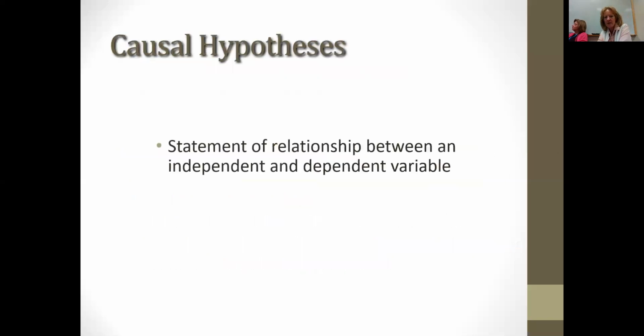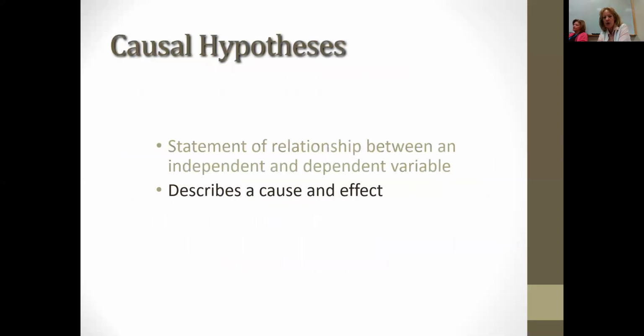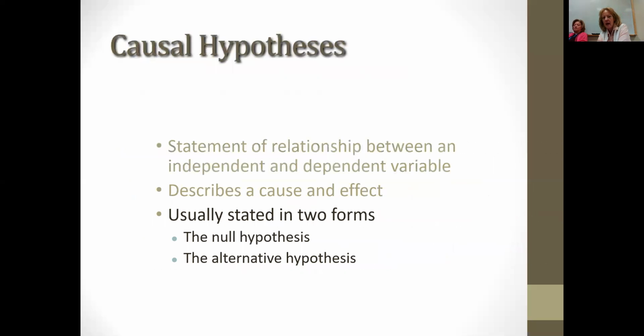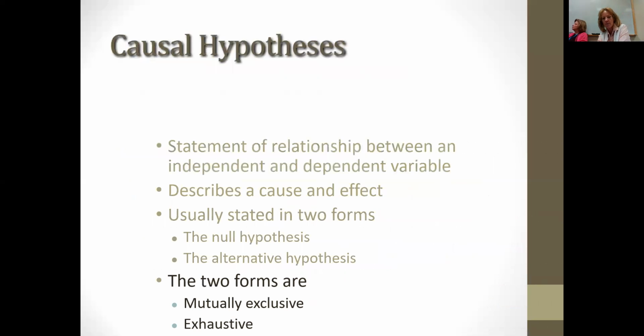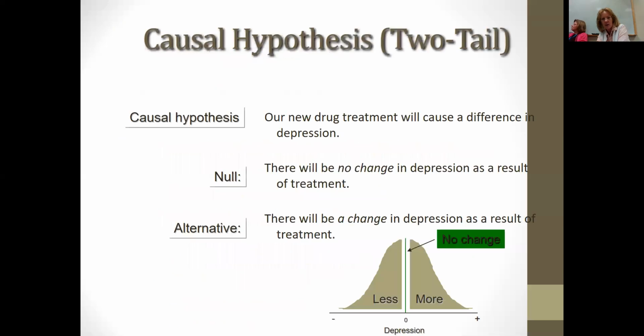So causal hypotheses tell us the relationship and describe the cause and effect. And as we said, the null hypothesis sort of is how you do your statistics. The alternative is which direction you think it's going to go. And I think we're getting close. I think we're going to talk more about the statistics and all that in a couple weeks, so I won't go into much there.